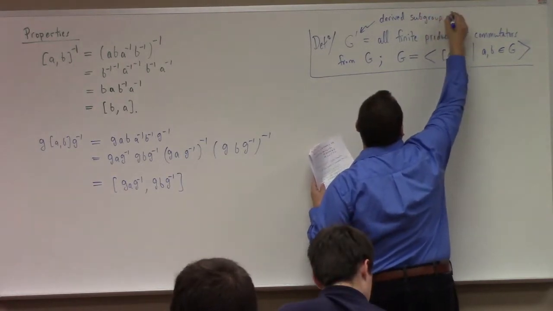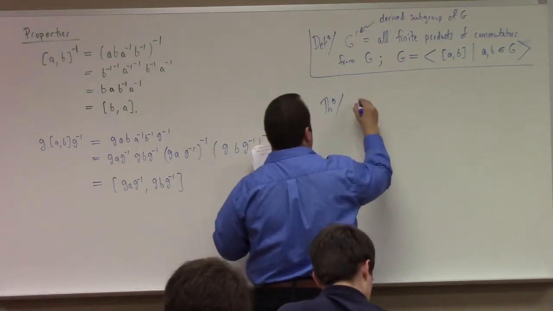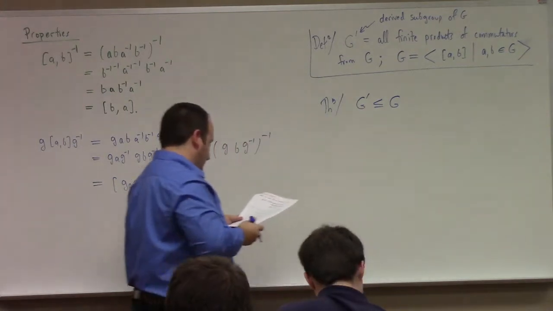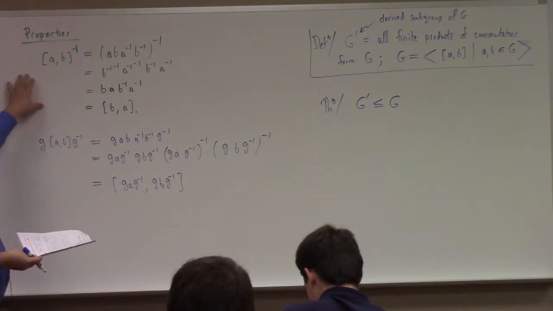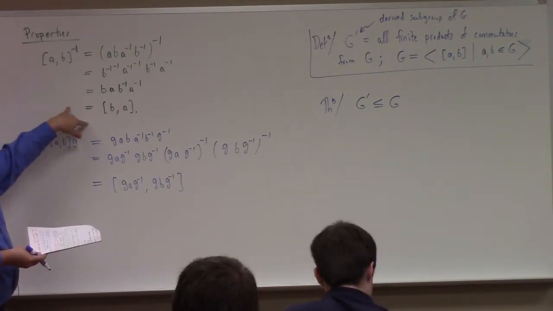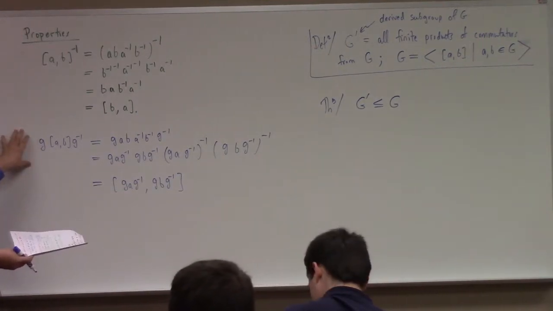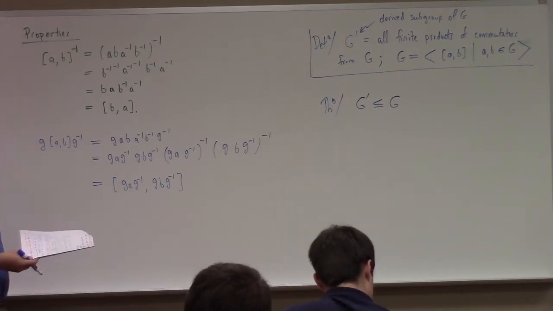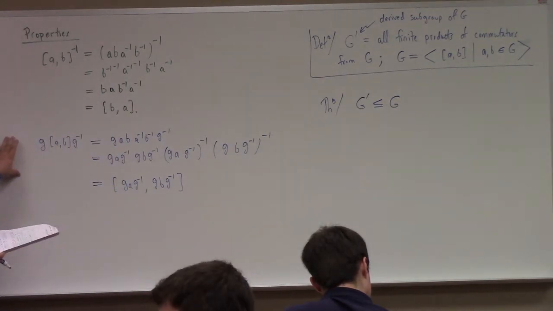And good news, theorem: G prime is in fact a subgroup. That's good. If we're going to call it a subgroup, I should hope it is. The fact that it's closed under inversion is already clear from the green calculation. Now, this doesn't directly give you that it's closed, but this formula is useful for showing that the derived subgroup is closed.